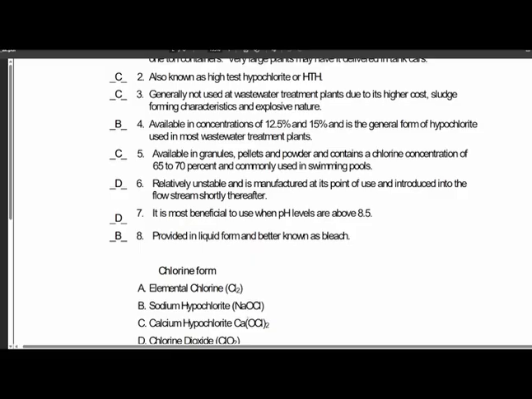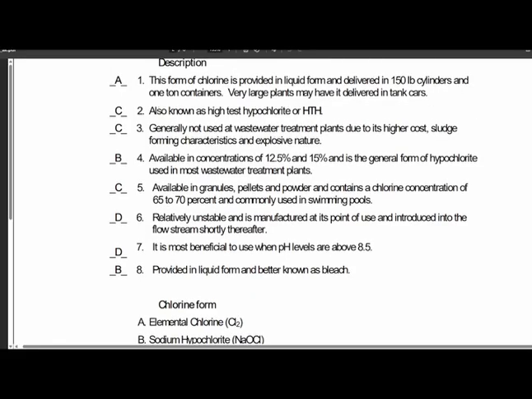Calcium hypochlorite is also known as HTH or high test hypochlorite. Generally not used at wastewater treatment plants due to its high cost, sludge forming characteristics, and its explosive nature. But it is available in granules, pellets, and powders, and contains a chlorine concentration of 65 to 70%, but it's commonly used in swimming pools.